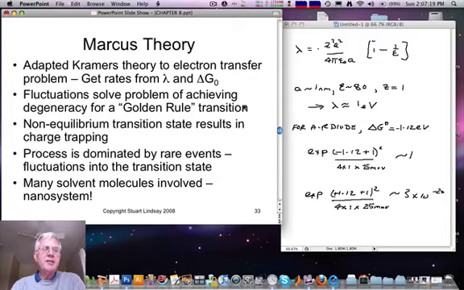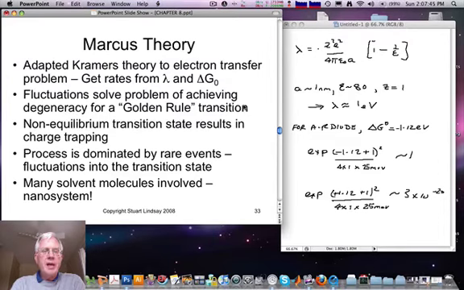So let's just summarize Marcus theory. Cramer's theory has been adapted to get electron transfer rates. We have to introduce this concept of solvent reorganization or inner shell reorganization, which gives us an additional kinetic barrier analogous to the transition state in the Cramer's theory.